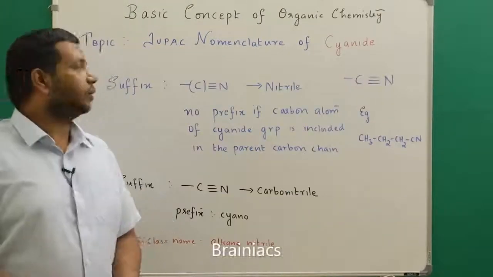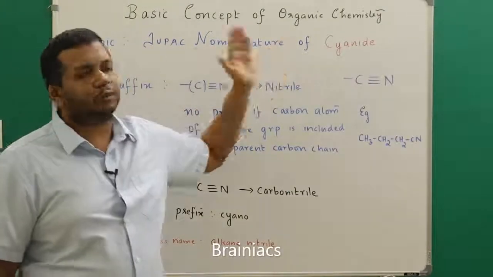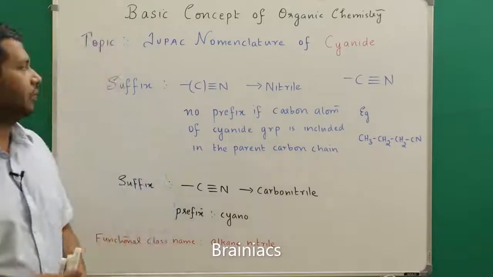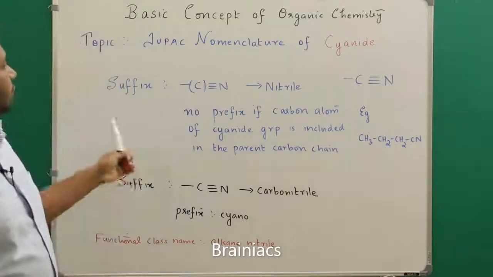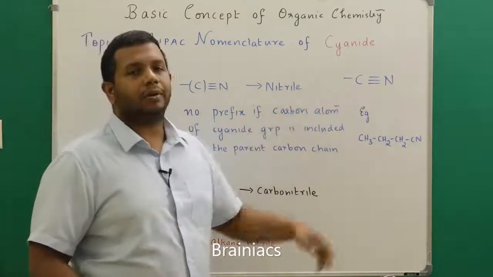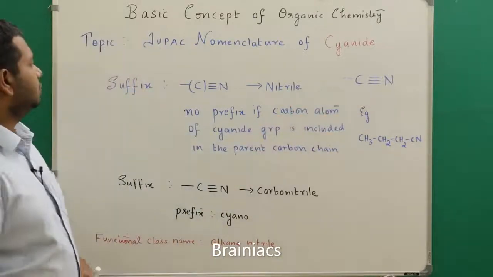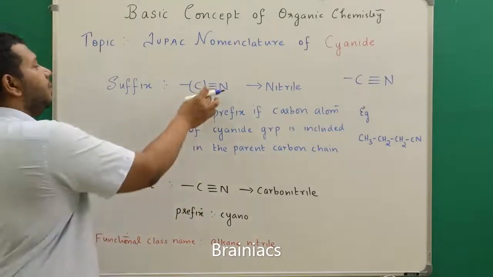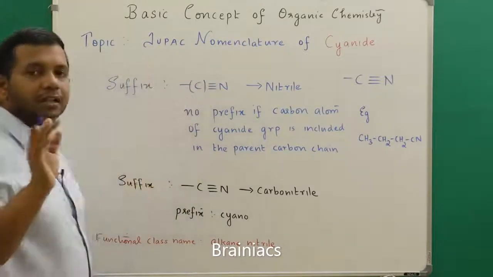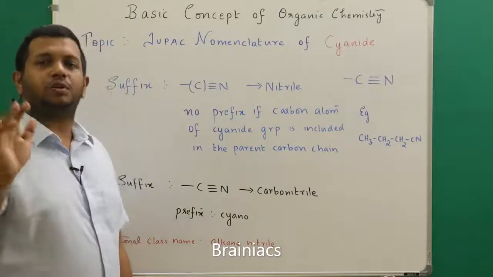Students, so next we are going to discuss the IUPAC nomenclature of cyanides. Okay, so coming to cyanides, this is important, a little bit, I will say. So the functional group here is CN, cyanide. Now, as discussed earlier, as you have seen in the priority table, if the carbon atom of the cyanide is included in the parent carbon chain, usually we should include that.